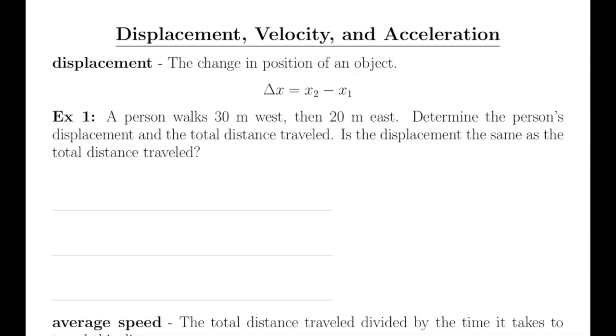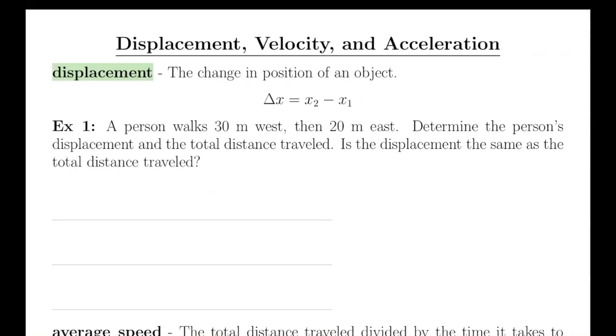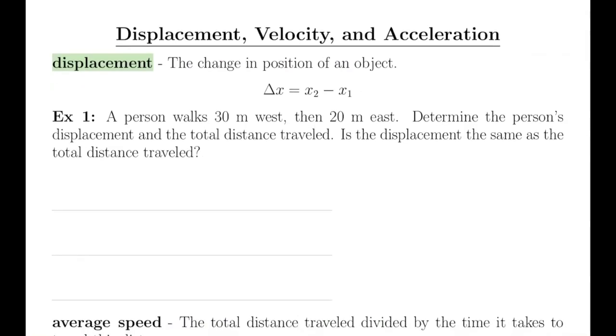Today, I'm going to talk about some introductory physics concepts, namely displacement, velocity, and acceleration. Let's start with displacement. Does anyone know what displacement is? Yeah, well, it says on the notes. Yes, it's the change in position of an object, delta x equals x2 minus x1. Exactly. Good job. Basically, it's the difference between the object's final and initial positions.